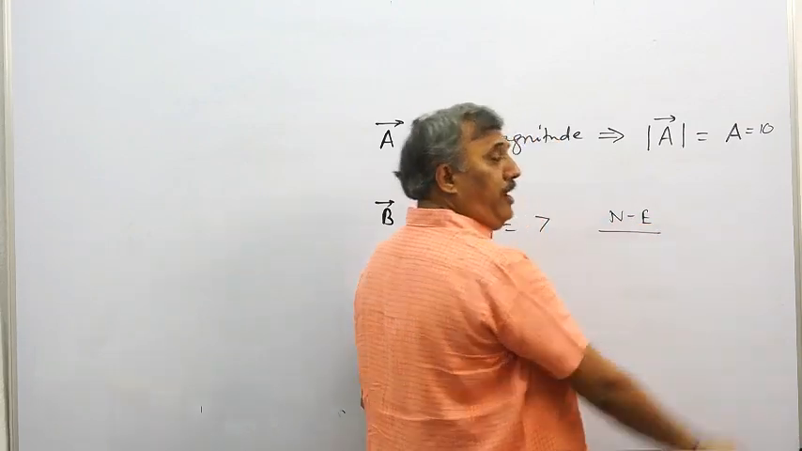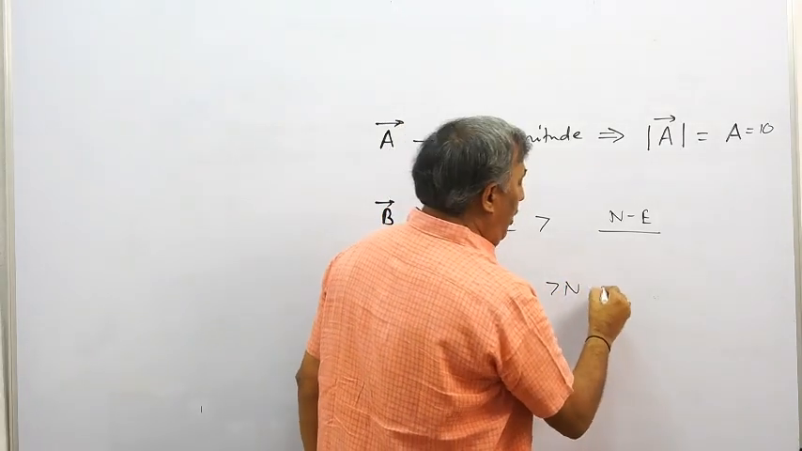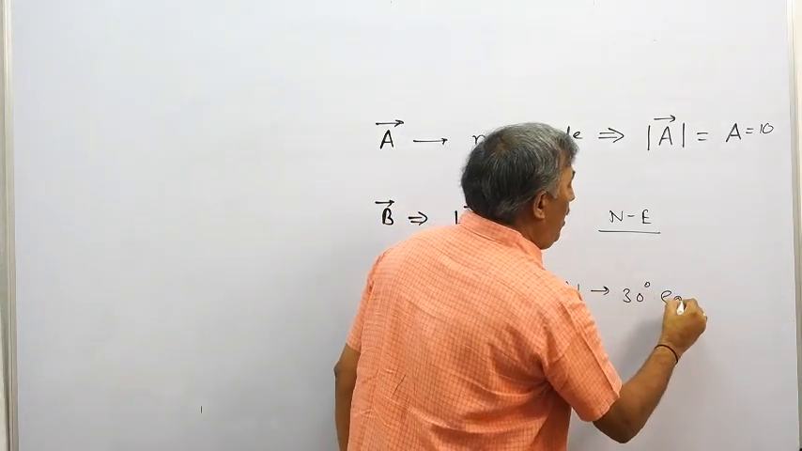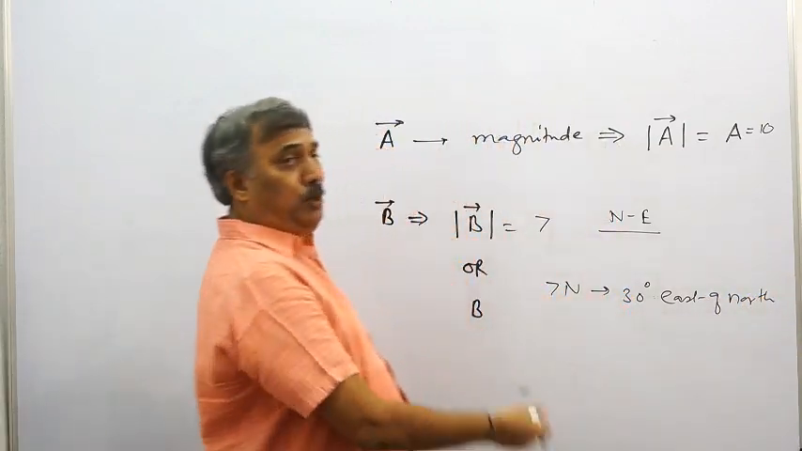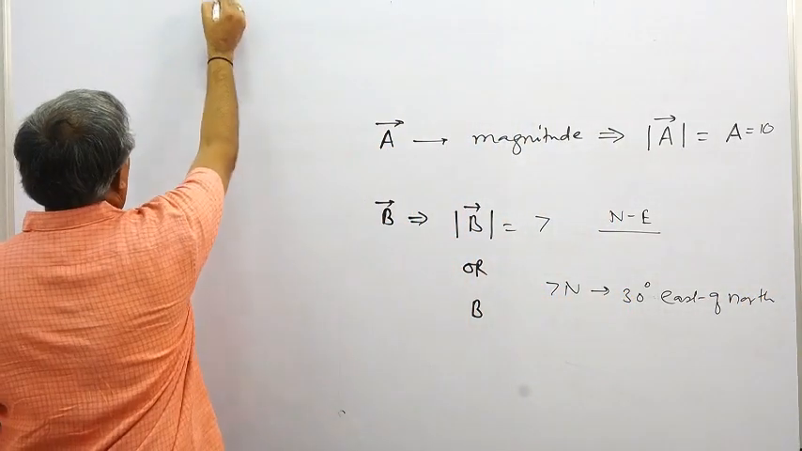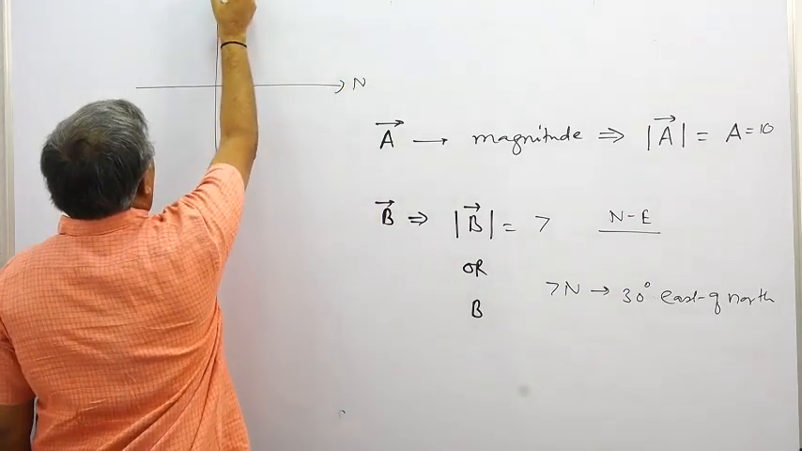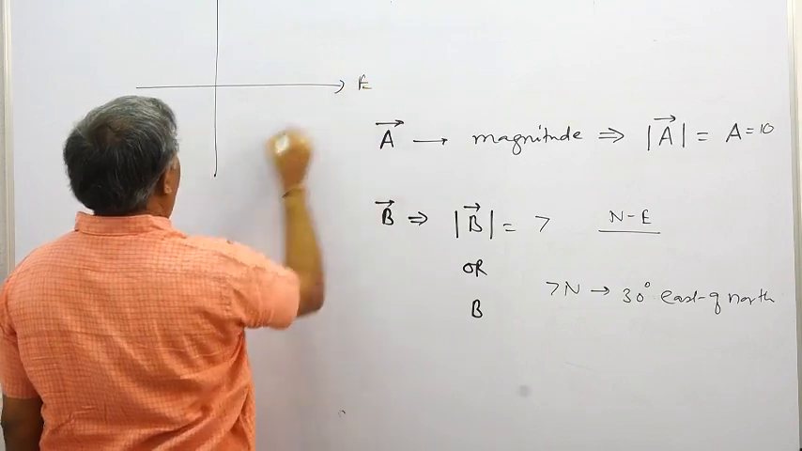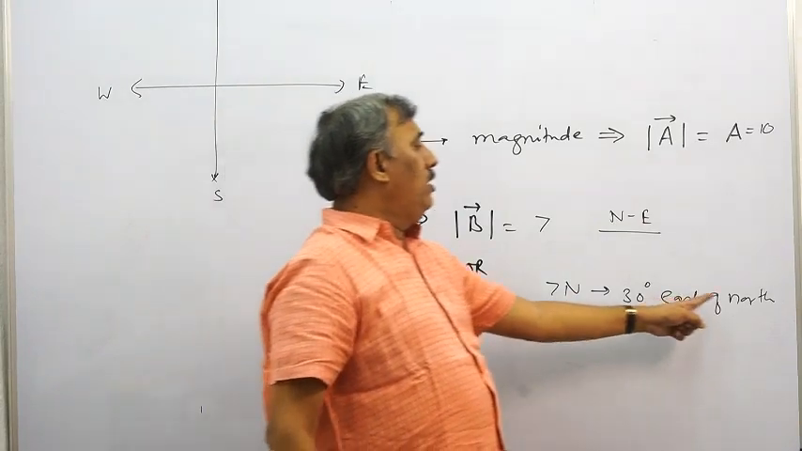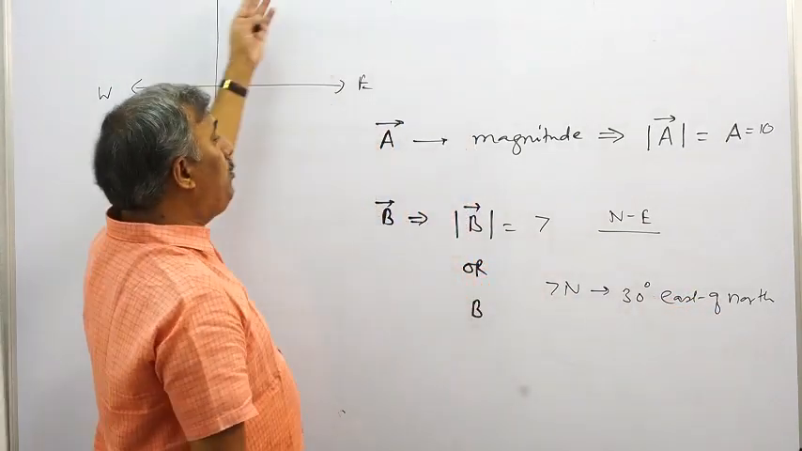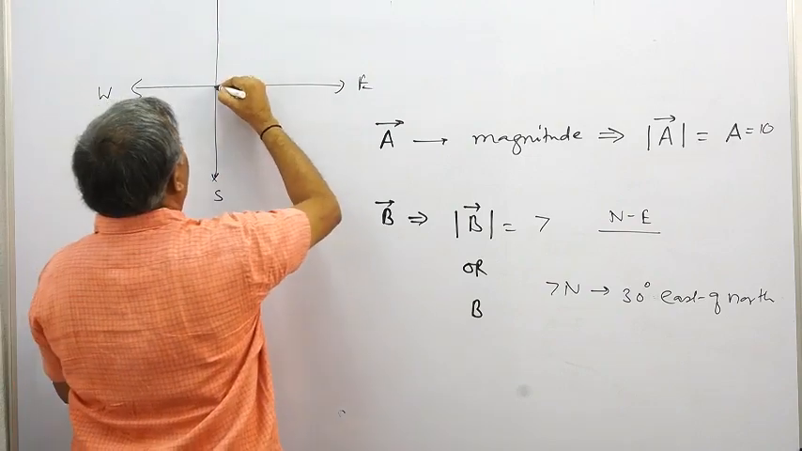Direction is north-east, you can draw that. And 7 newton, direction is 30 degree east of north. I'm sure you can write it down. Suppose this is north again, this is east, this is south and this is west. 7 newton, 30 degree east of north. East of north, measured from north, 30 degree towards east.